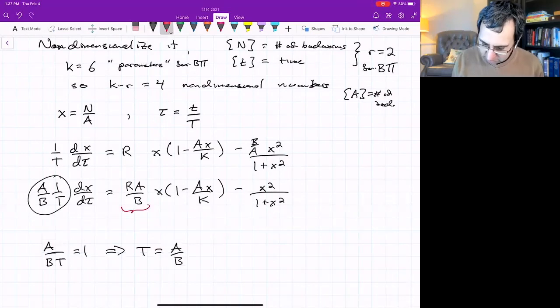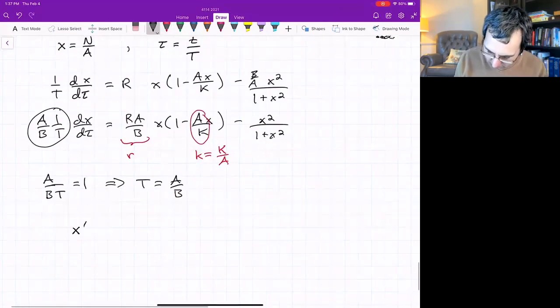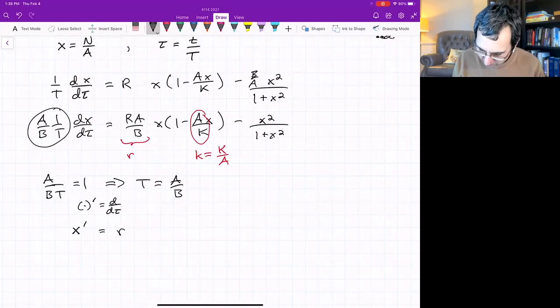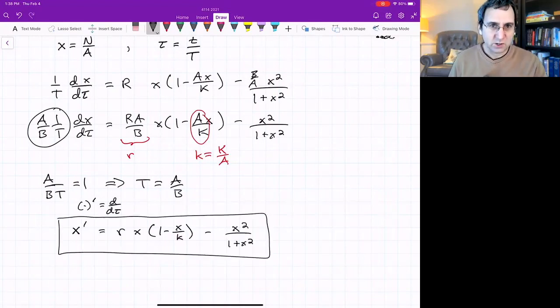We'll have this term, which is non-dimensional. If you look at the dimensions, we'll call that r to look like the logistic r. K and a also have the same dimensions. We'll define little k as big K over a. Call this x prime, so prime equals d by d tau. X prime is r x (1 minus x over k) minus x squared over (1 plus x squared). So this is our equation in a non-dimensionalized form.